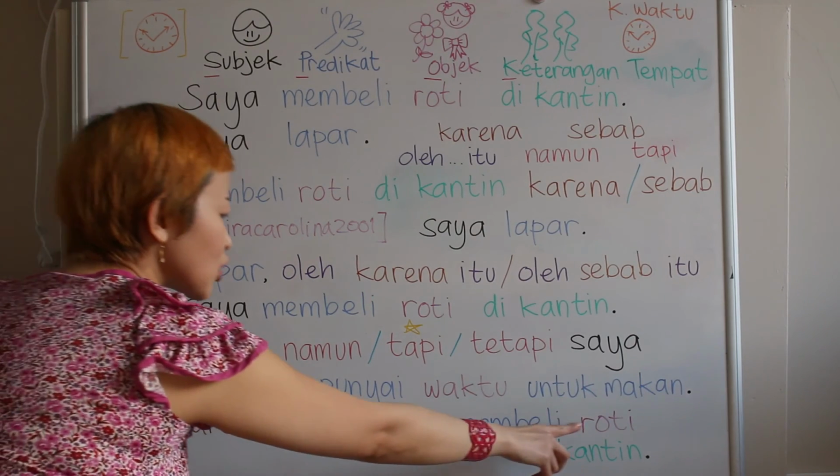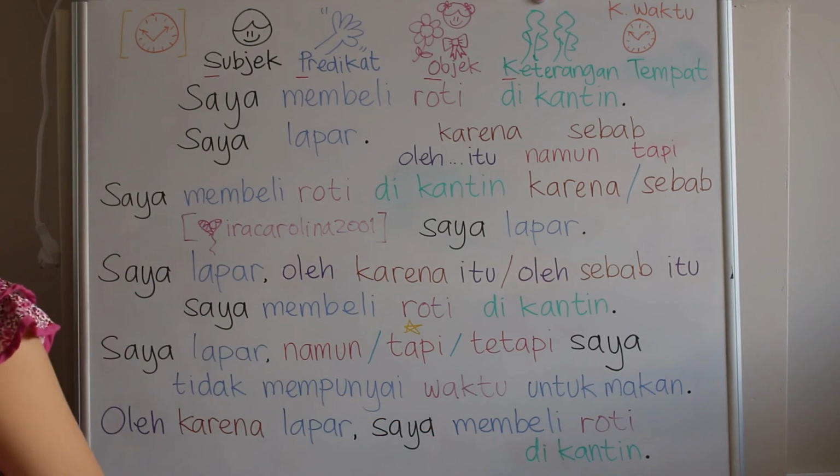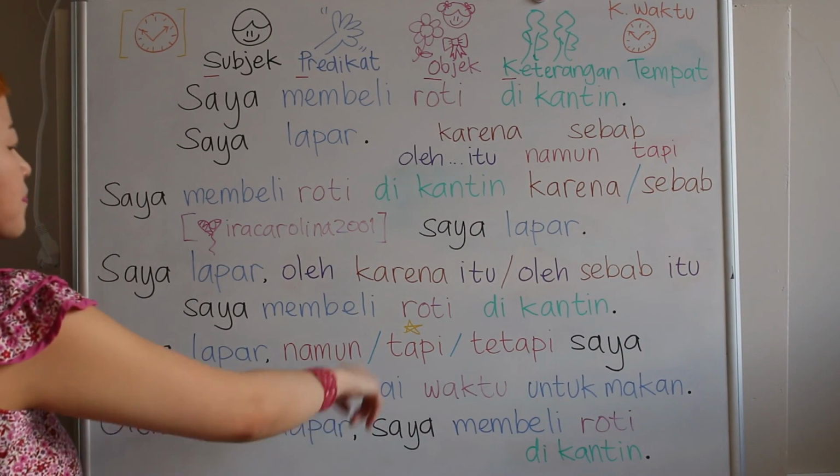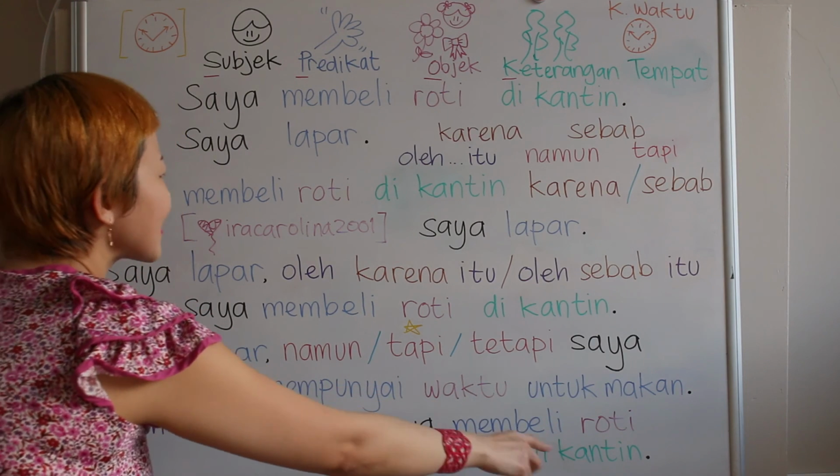Saya membeli roti di kantin. I buy bread at canteen. Because hungry, I buy bread at canteen.